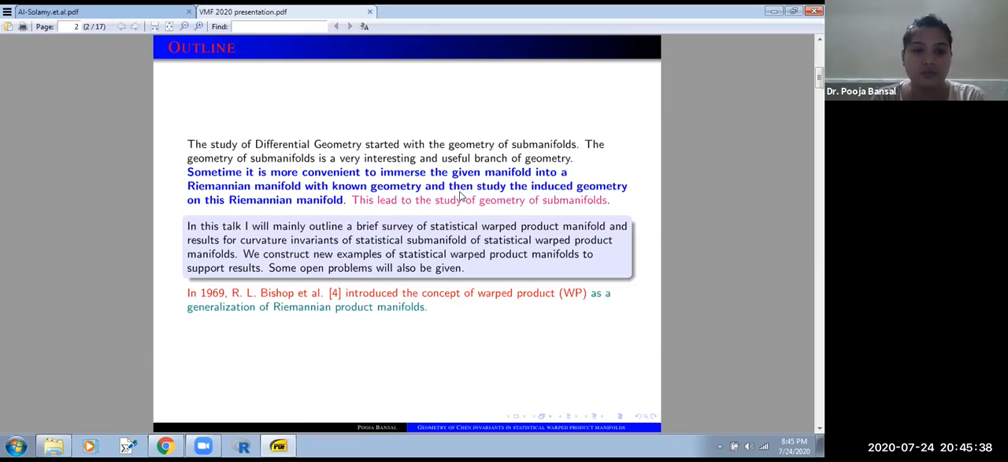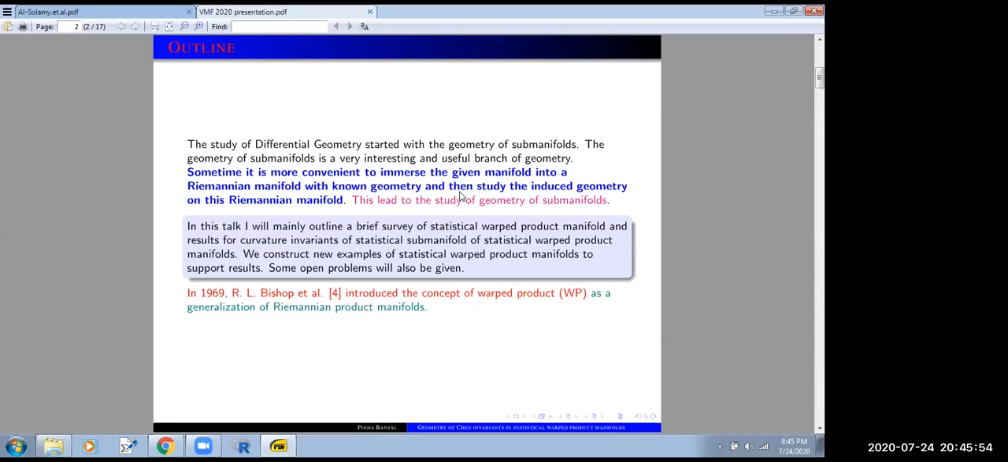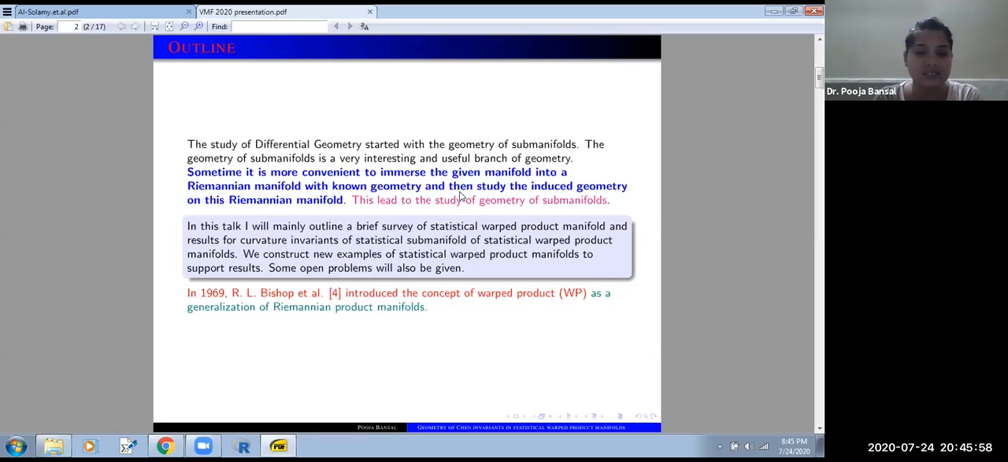First of all, the study of differential geometry started with the geometry of submanifolds, and to study this geometry of submanifolds, it is more convenient to immerse the given manifold into a Riemannian manifold with a known geometry and then study the induced geometry. As my talk is based on warped product manifolds, in 1969, R. L. Bishop introduced the concept of warped product manifold as a generalization of Riemannian product manifold.